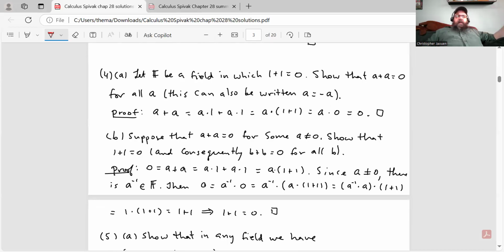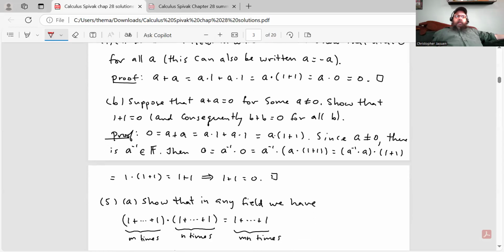So here's my proof. A plus A is A times 1 plus A times 1, which equals, you can factor out the A by the distributive law, A times (1 plus 1), which is A times 0, which is 0. And that shows that when you sum any element of the field with itself, you get 0.